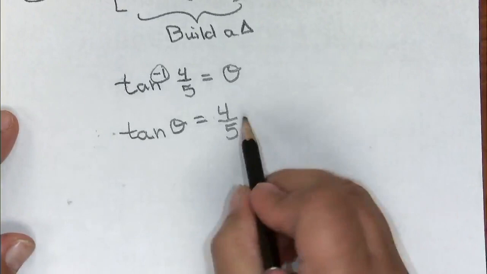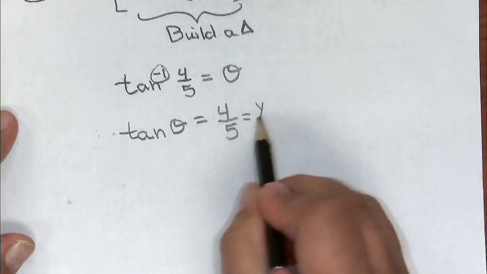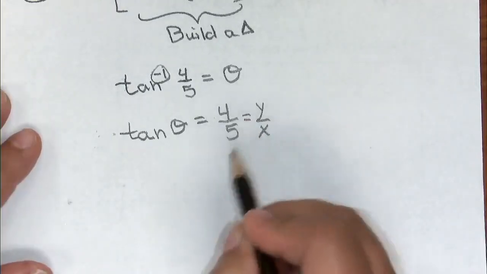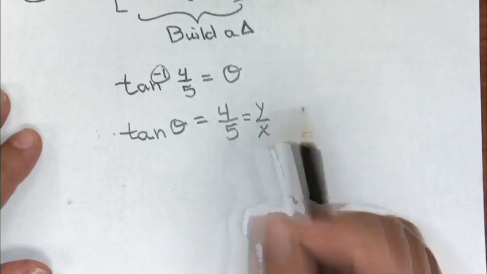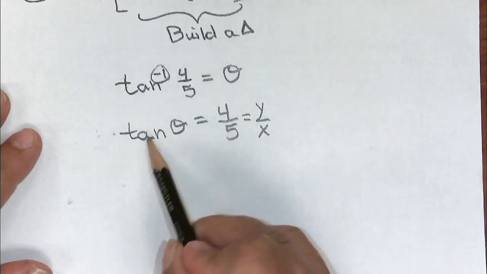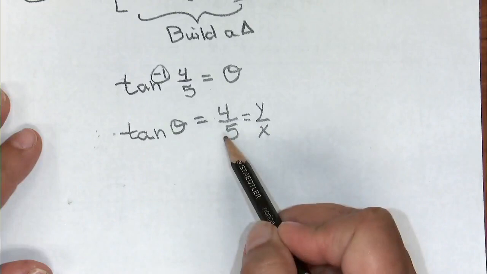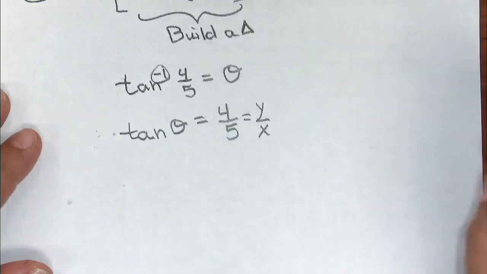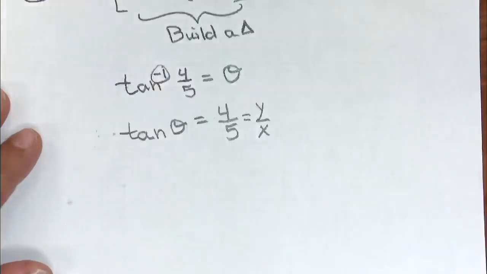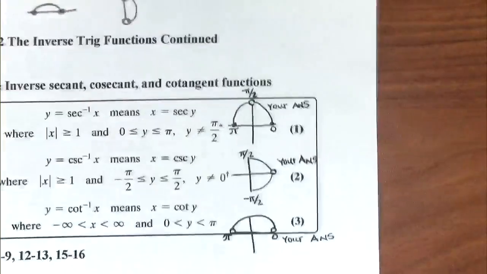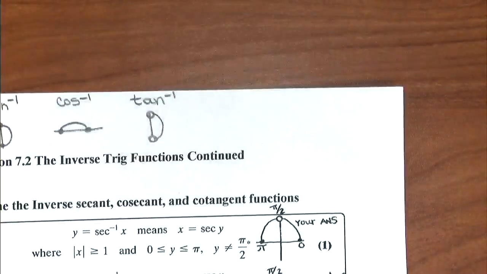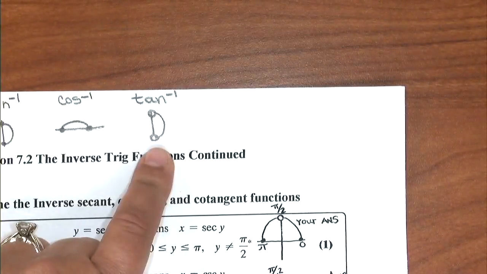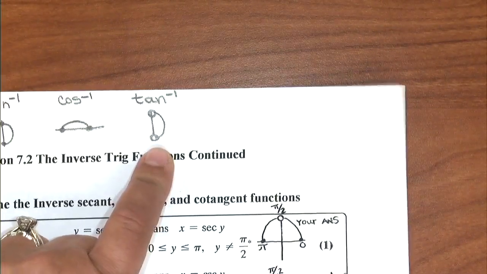Okay, then I try to recognize the definition of tangent. That's y over x. I begin to build myself a triangle that is in a quadrant where tan is positive, but that also obeys the restrictions for inverse tangent. If you look on your sheet, where are you supposed to be for inverse tangent? That was from last section right there. Here's a little picture of inverse tangent. You can be in quad 1 or 2.